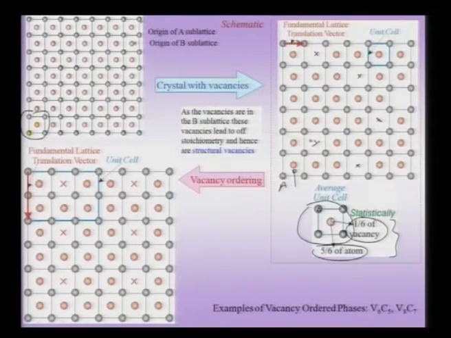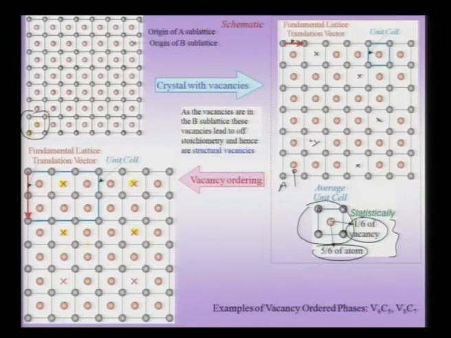For instance, now if vacancies get ordered in every 1, 2, 3, 4th position on this direction, and maybe just the 2nd position on this direction, typically of course they could both be equal. I am just considering an example just to illustrate the symmetry lowering which is caused by this kind of vacancy ordering, but typically the vacancy ordering would lead to, in such a structure, a unit cell which is a square unit cell, but you can see I am just considering a rectangular unit cell.